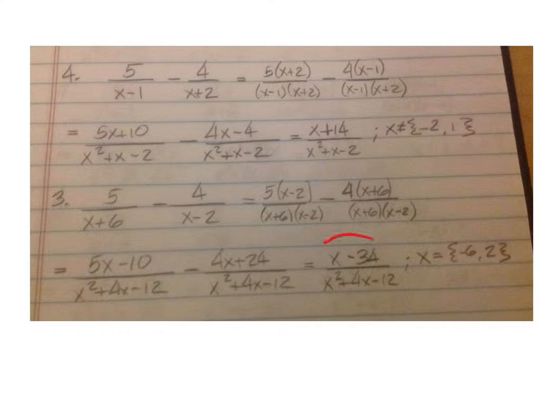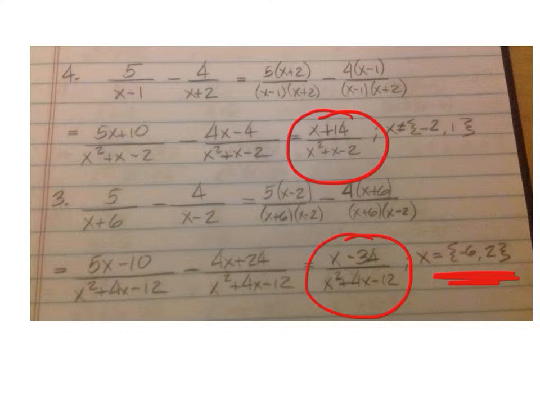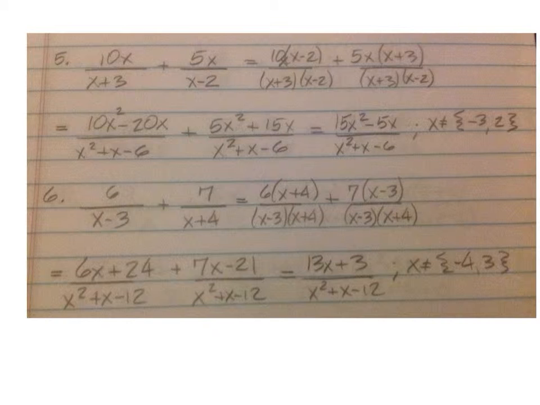Number 3, which is at the bottom here, is x minus 34 over x squared plus 4x minus 12. And the excluded values are negative 6 and 2. For number 4, x plus 14 over x squared plus x minus 2. And the excluded values are negative 2 and 1. For number 5, it is 15x squared minus 5x over x squared plus x minus 6. And the excluded values are negative 3 and 2.